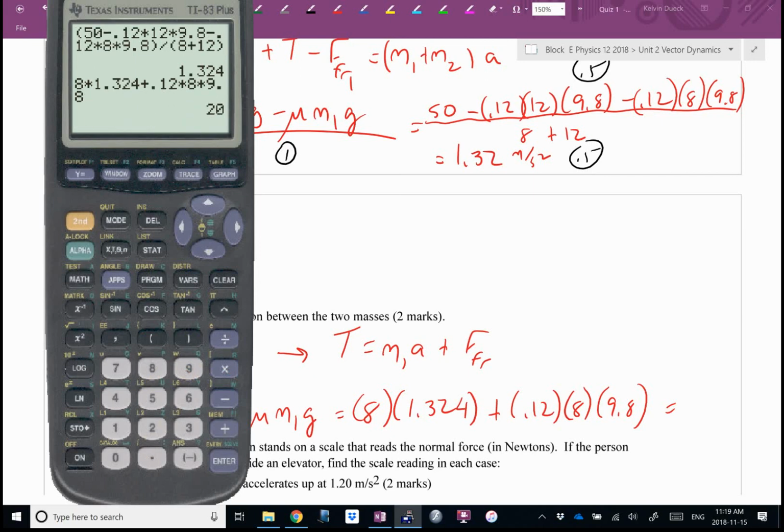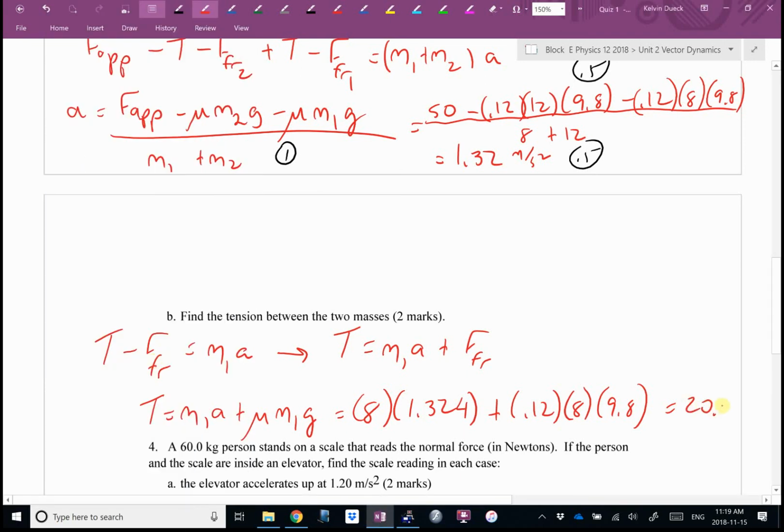You get 20? That's a complete fluke that it worked out that nicely, but we'll take it. I wrote 20.0 to go to 3 sig figs, but I'm not going to be fussy. Half mark, half mark, half mark for the numbers, half mark for the answer.